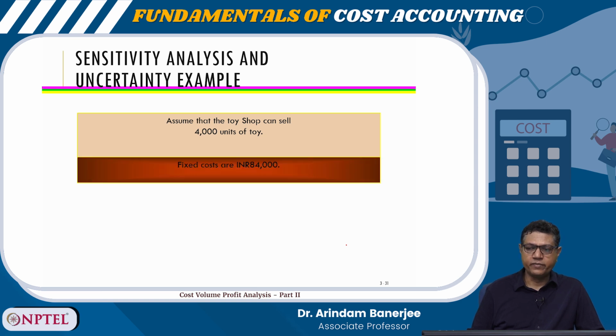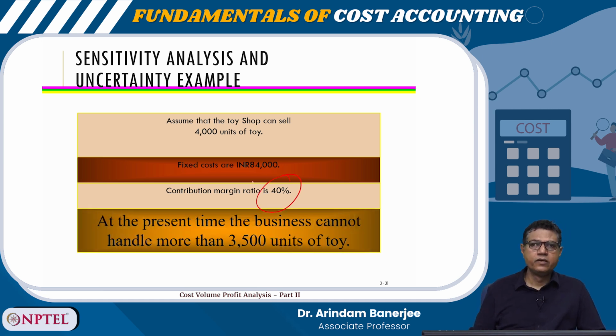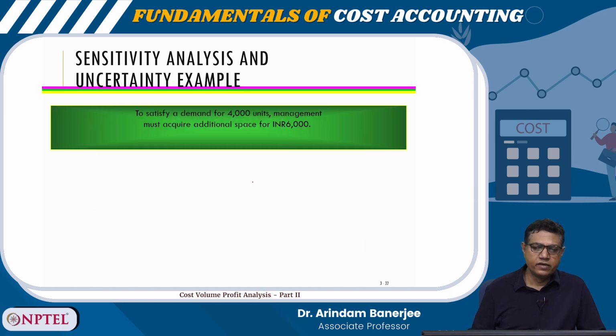Okay. Now, assume that the toy shop can sell 4,000 units of toy, fixed cost same 84,000, contribution margin ratio is 40%. This is the contribution margin ratio. So, at the present time, the business cannot handle more than 3,500 units of toy. To satisfy a demand of 4,000 units, the manager must acquire additional space for rupees 6,000.